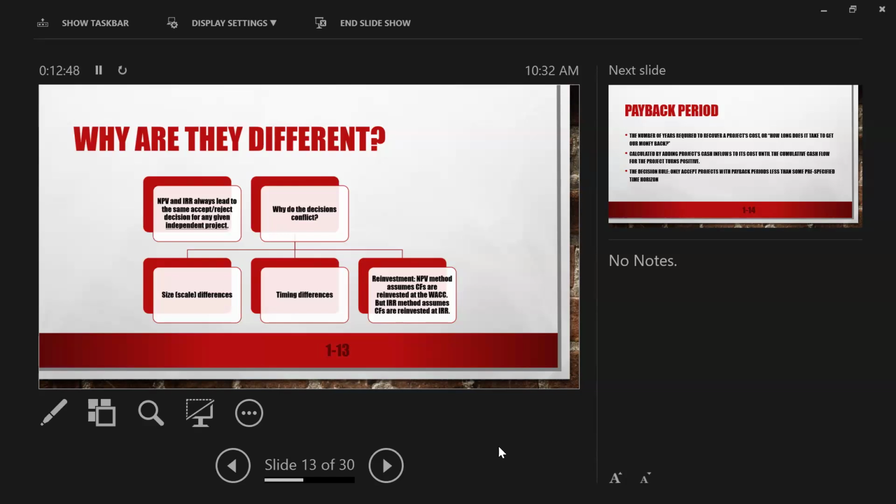So what we see here is a couple of different things. The decision rule with IRR is this: if IRR is greater than your cost of capital, then you accept. If IRR is lower than your cost of capital, you reject. So our decision rules regarding NPV and IRR could conceivably be different if there are multiple IRRs. If there are not multiple IRRs, the decision rule will be exactly the same for both.